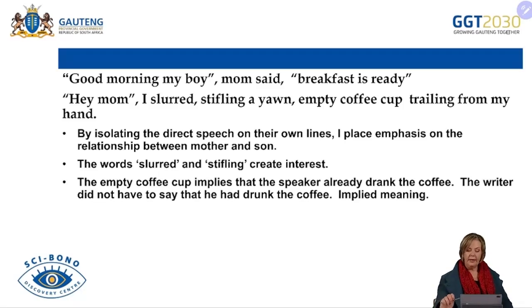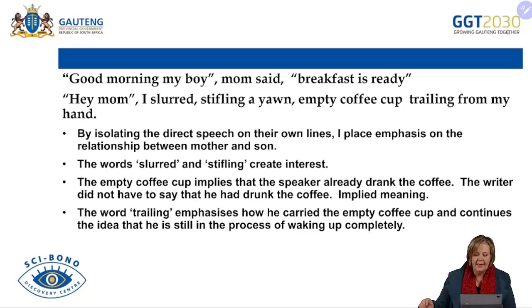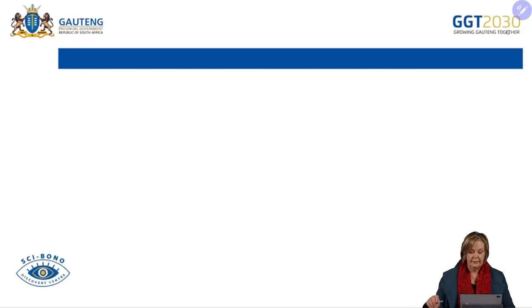The empty coffee cup implies that the speaker already drank the coffee. You don't have to say, and then the boy drank his coffee, or then I drank my coffee. By indicating that it's empty, it actually implies that he's already had the coffee. The word trailing emphasizes how he carries the empty coffee cup and continues the idea that he's still in the process of waking up completely. Trailing is like, you're not carrying it carefully. It's just kind of trailing. It's hooked to your fingers.